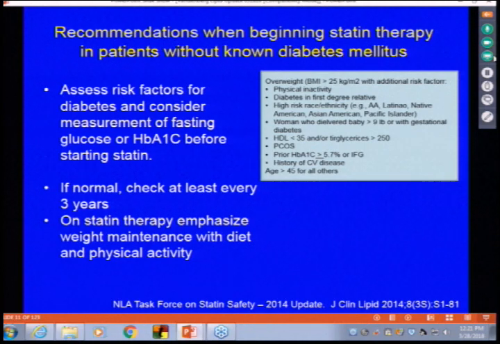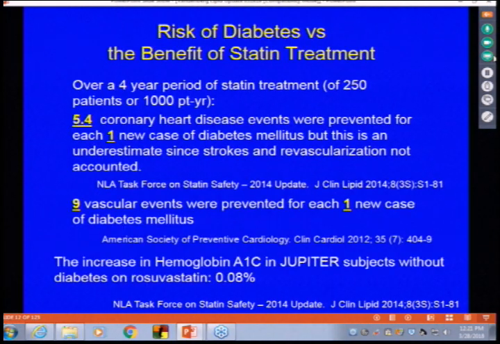So it's overweight, inactive, diabetes in the history, HDL. So this is a metabolic syndrome panel, low HDL, high triglycerides, polycystic ovary disease, already with a hemoglobin A1C over 5.5, and then to follow up on glucose control on a statin. And so there's this concept of risk-benefit. What's the risk of diabetes?